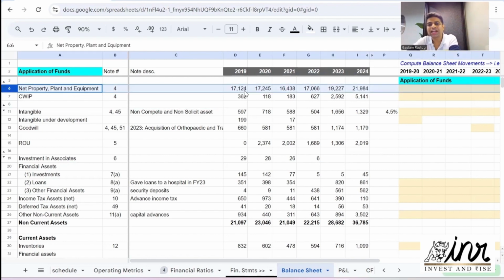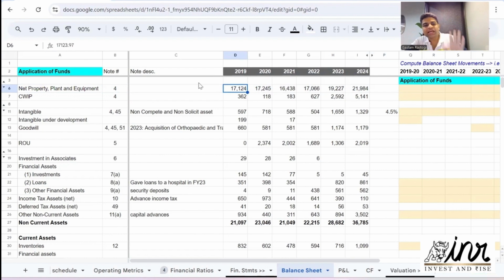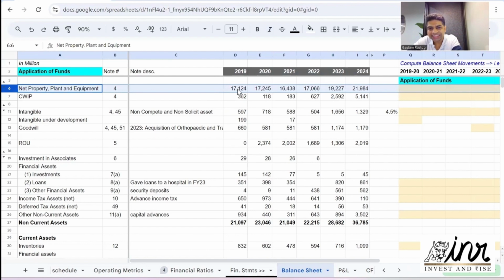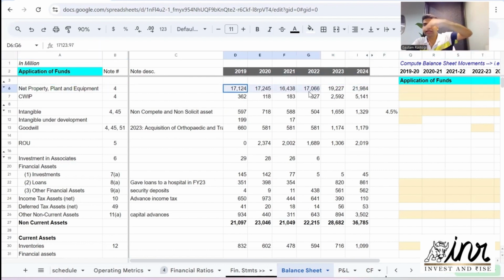So net PPE, you see net PPE was 70. Oh, by the way, everything is in millions here. Everything is in millions of rupees. So if you see, net PPE has increased from 17,000 to 21,000, almost 22,000. But if you see in the first 4 years, it is actually depleting. In fact, it's depleted in 2021. It's kind of range bound in the first 4 years, and then suddenly it has increased. Can you tell me why is it range bound, or why is there a depletion in the net PPE?